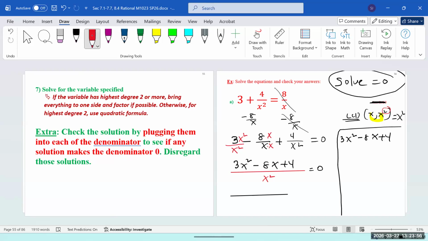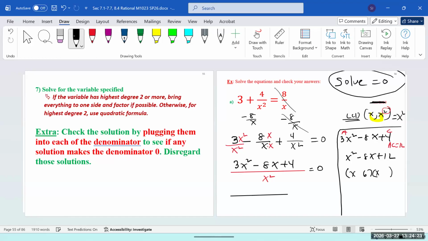Is it factorable? Which method do you have to use to see if it's factorable or not? Good job, AC. Anytime you have your A, it's AC. So A times C is 12. So let's see the weird method. X squared minus 8x plus 12. Can you think of two numbers multiplied to 12 combined to 8?